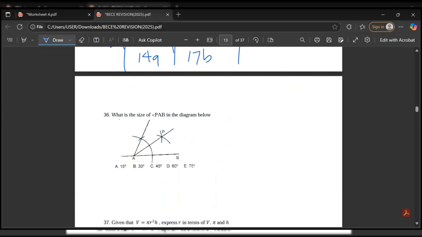All right. 36. What is the size of angle PAB in the diagram below? The size of angle PAB. PAB is a bisector of angles 60 degrees. So this is angle 60 degrees here. So this is bisector. So the answer is 30.